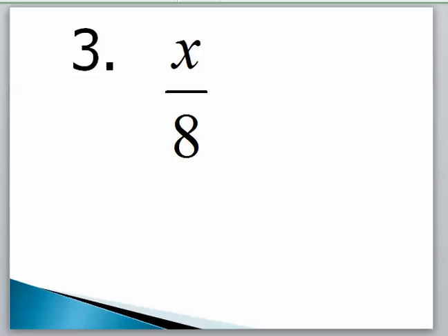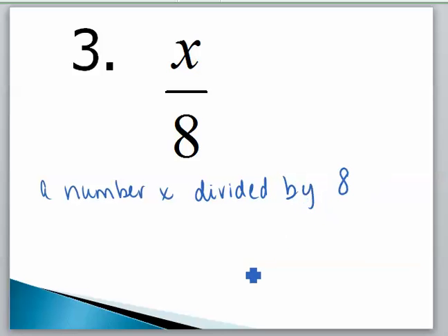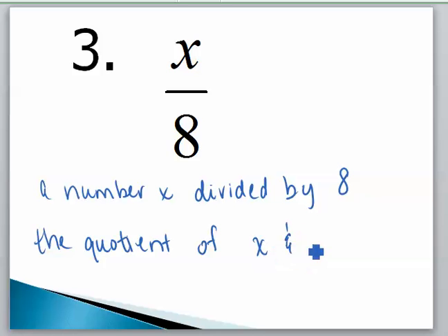The third example I have has division in it, so we're looking for words for divide. So let's say, the first one we could say a number x divided by 8, or another word we could use is quotient. So the quotient of x and 8.